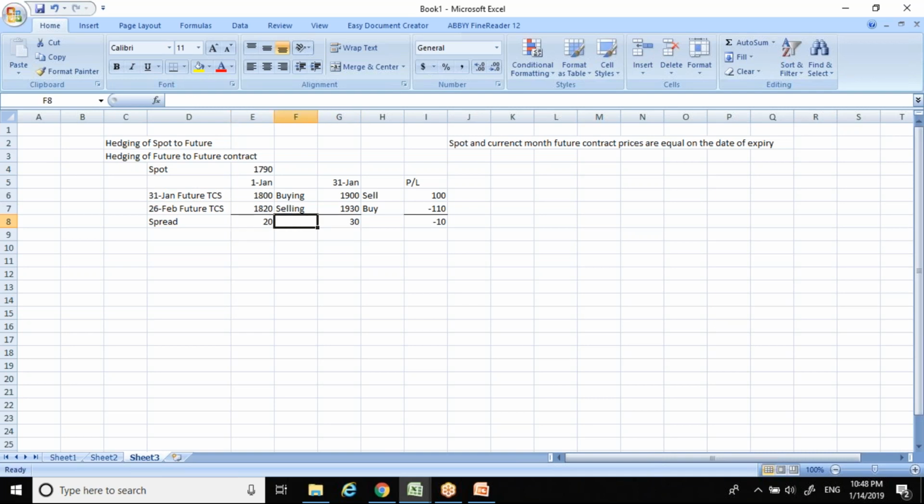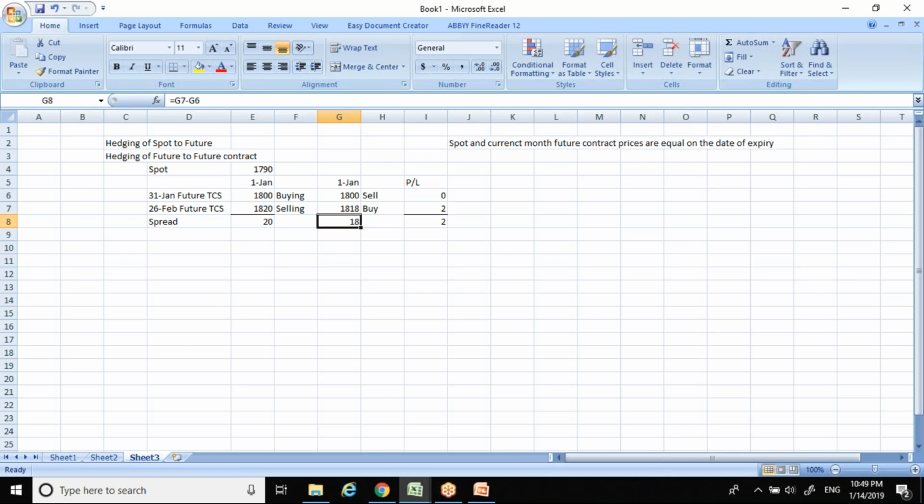People try to trade on this. Now it's not like people keep it till 31st of January. I am purchasing on 1st January. Maybe in half an hour or 2 or 3 hours, if the spread reduces, let's say by 2 rupees. So on 1st January itself, the spread reduces from 1820 to 1818. So I square off my position. I buy at 1800, I sell at 1800, I make 0, and I sell at 1820, I buy at 1818, I make 2. So I close both the positions and make 2 rupees profit.